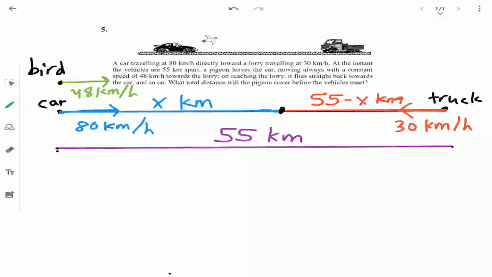Now let's think about the bird. Now they say constant speed. What does that remind you of?